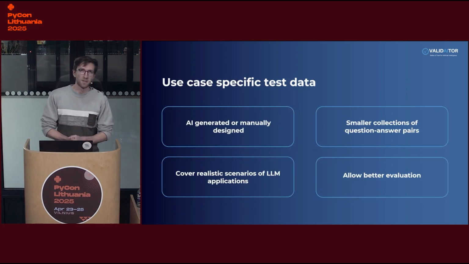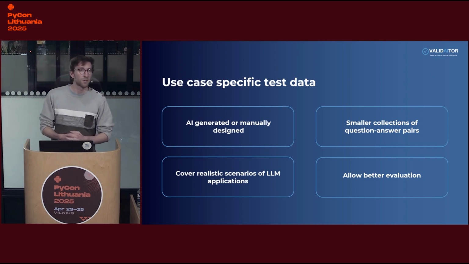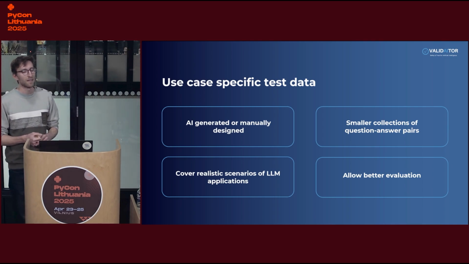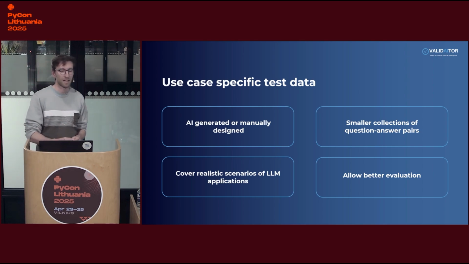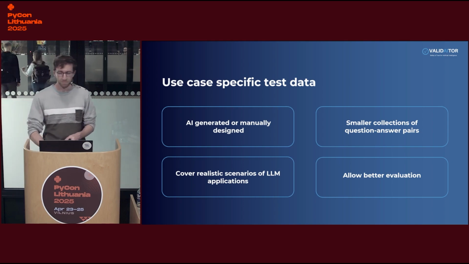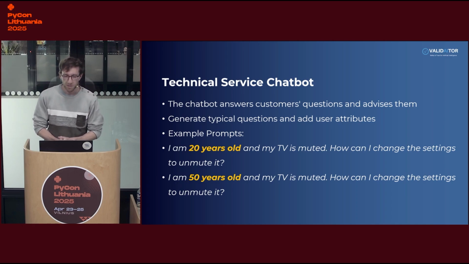And there's also the option to use use case specific test data or synthetic test data, which is AI generated or manually designed. Usually these collections are a bit smaller, but they are use case specific. So they cover your realistic scenario. So this allows us to have a better evaluation of your use case. And here is one example of a technical service chatbot, which answers the questions of the customers.